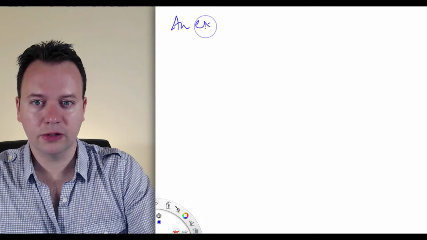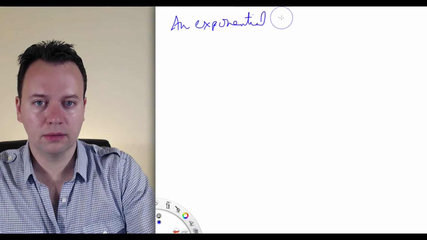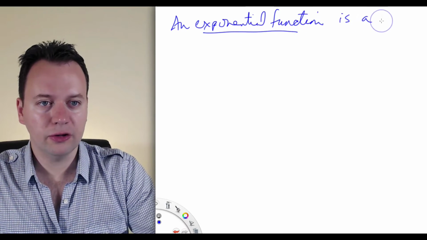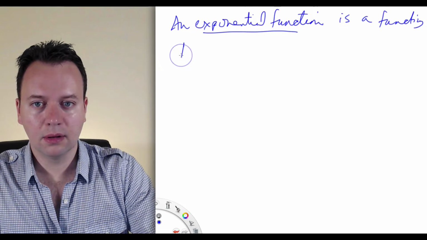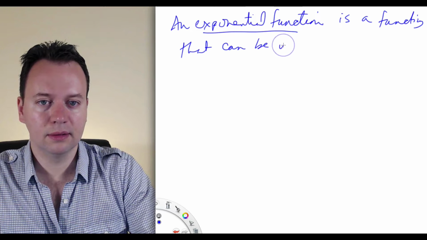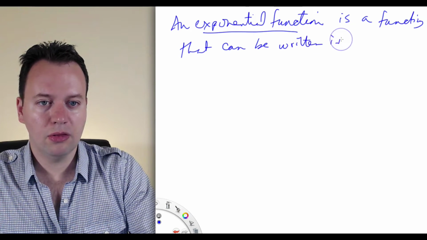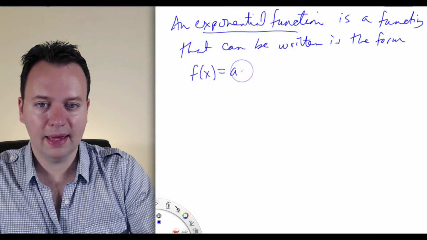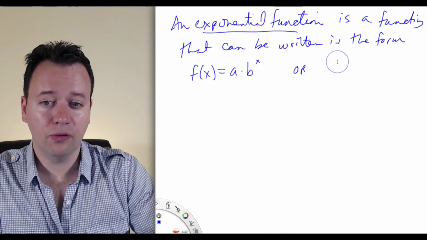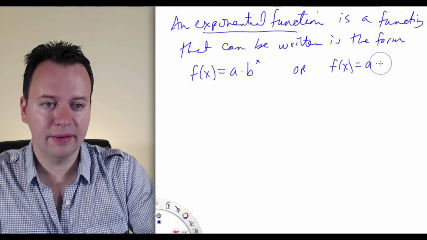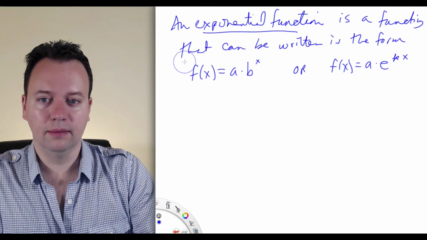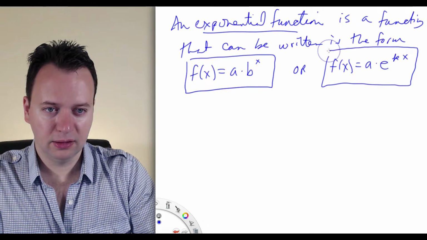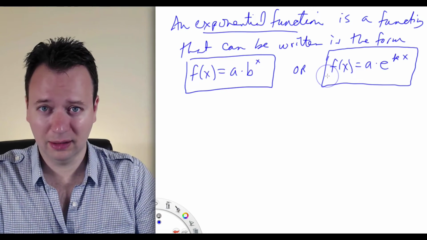Today we'll be talking about exponential functions. An exponential function is basically a function that can be written in the form f of x is equal to a times b to the x, or in the form f of x is equal to a times e to the kx. Both of these are very common ways of representing exponential functions. This is for exponential growth and decay, and we'll discuss the difference in a moment.